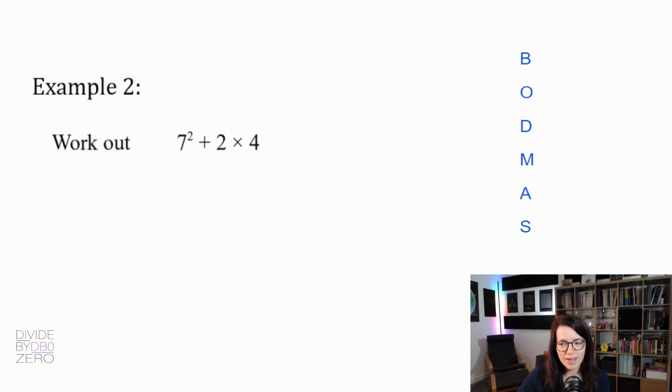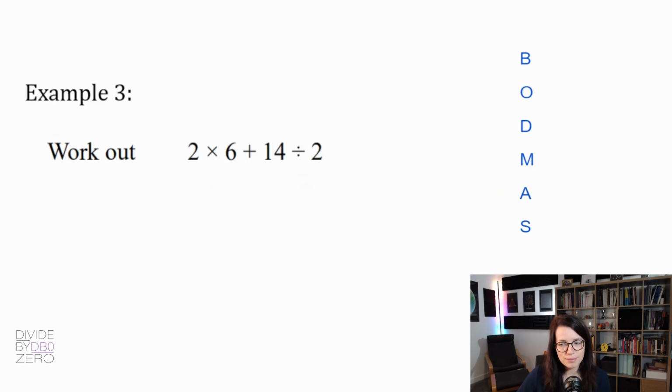Example 2, work out 7 squared plus 2 times 4. Now O in BODMAS stands for other, and that includes things like squaring numbers. So we're going to do that first. 7 squared is 49. Then we're going to go down the list and see that multiplication is ahead of addition and subtraction. So we need to do that one next. 2 times 4 is 8. Finally, we do the addition. 49 plus 8 gives 57.